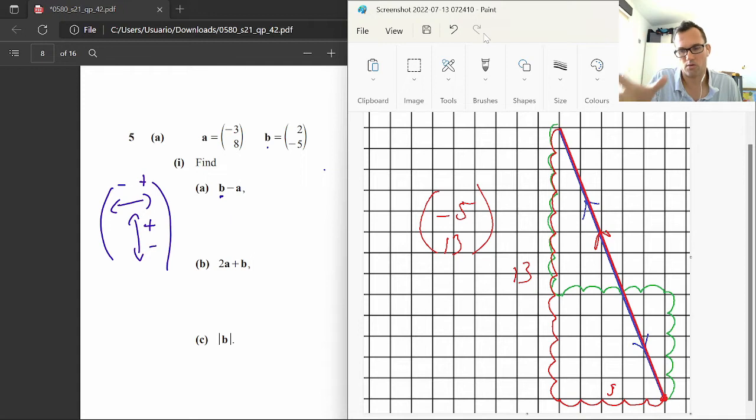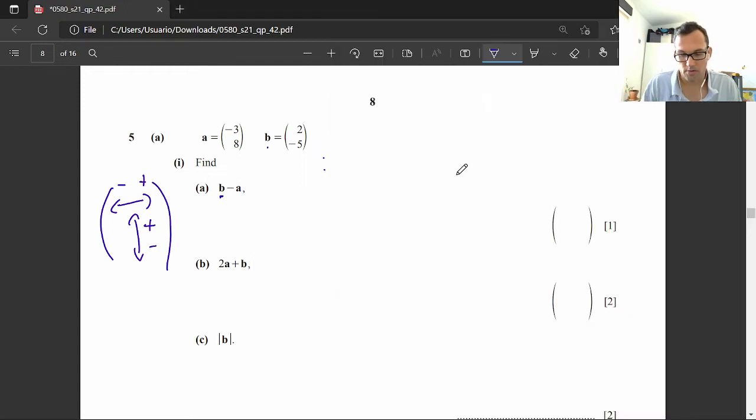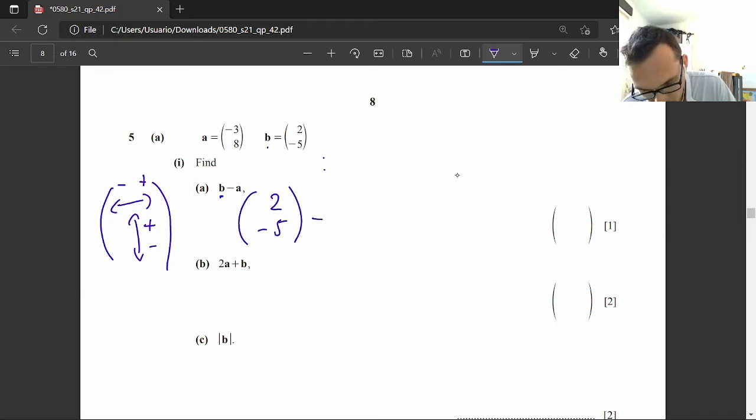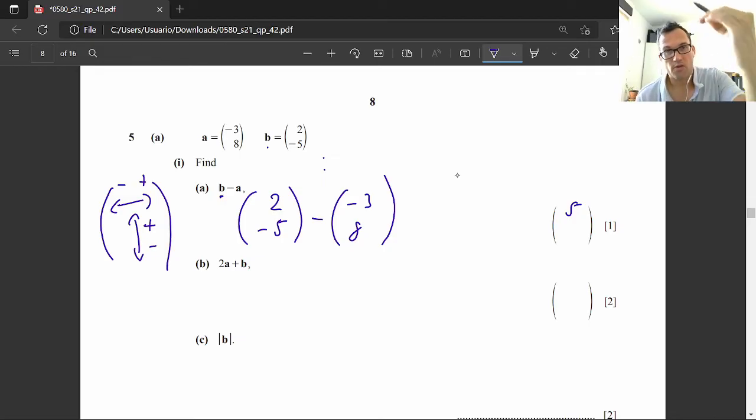Now, we don't have to draw all of that in the exam. All you really have to do is write down the vector 2 minus 5, and subtract from that vector a, minus 3 over 8. So 2 minus minus 3: two minuses make a positive, so it's 2 plus 3, which is 5. And minus 5 minus 8: you move down the number line 8 spaces, which gives you minus 13, just like I've shown you.